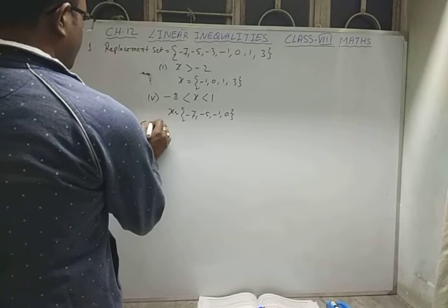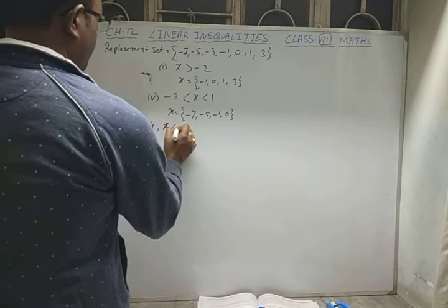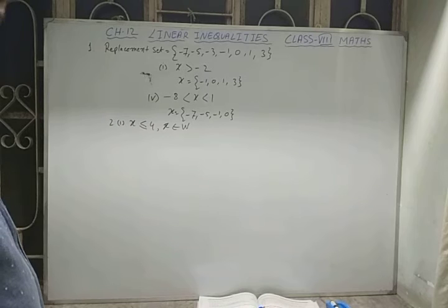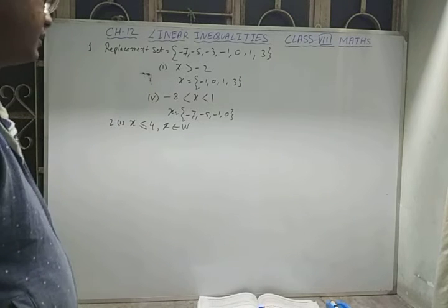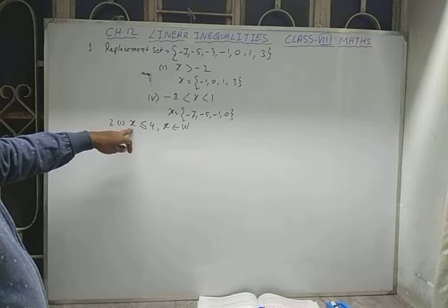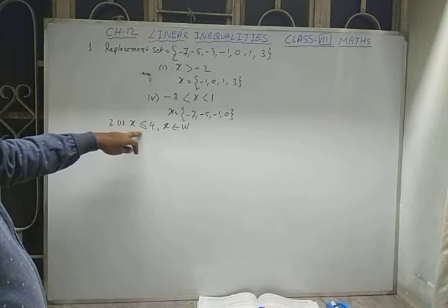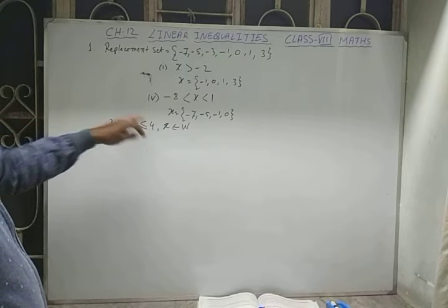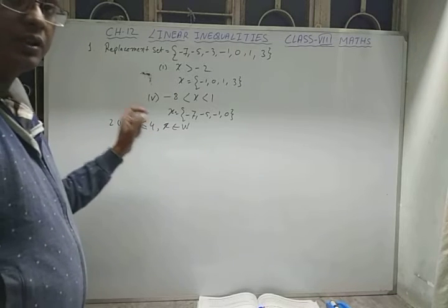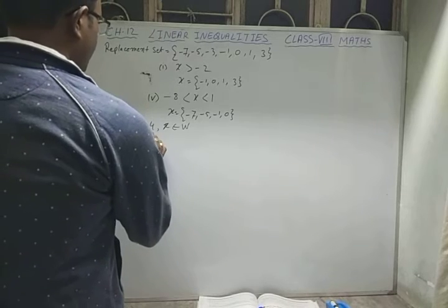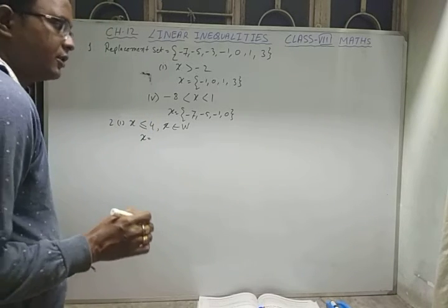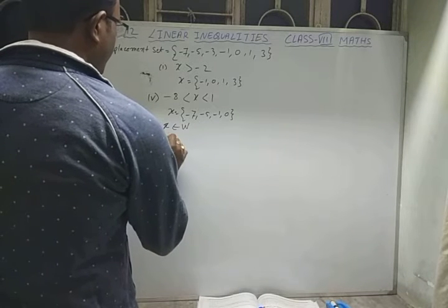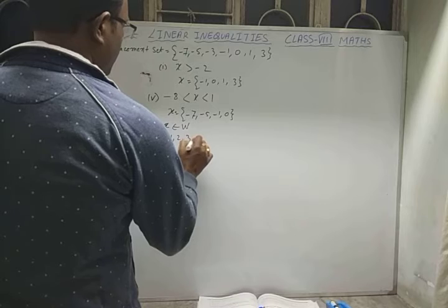x is less than or equal to 4, where x belongs to W. W stands for whole numbers, which start from 0. That means you have to choose the values of x which are less than or equal to 4, so 4 is also included, and less than 4 as well: 0, 1, 2, 3 and 4. So what will be the solution set first? Before representing it on a number line we must write the solution set. So the solution set will be 0, 1, 2, 3 and 4.